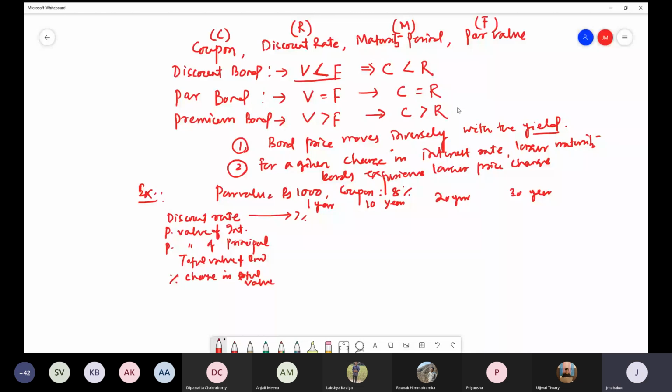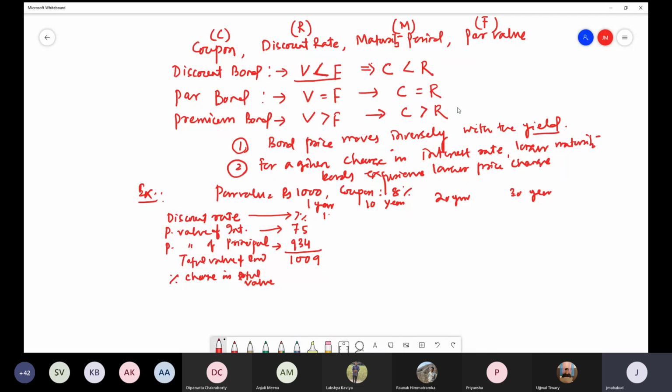If it is a 1 year bond, the coupon means 80 rupees they will get. So the present value of the interest will be 80 divided by 1.07. So that will come to 75. Par value is 1,000. Then 1,000 divided by 1.07 again, it is only a 1 year bond. Then that is coming 934. So the total value is coming 1,009, right?